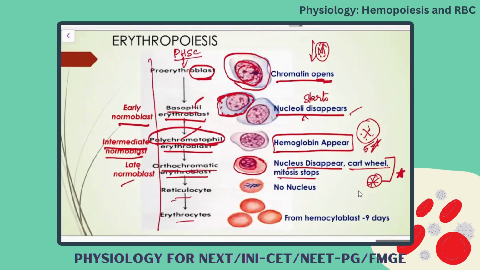And finally, reticulocyte. Okay, reticulocyte, totally there is no nucleus, hemoglobin is completely formed. Okay, but it is still bigger in size than that of the RBC. What is the normal size of RBC? 7.2 micrometers. Okay, so the reticulocyte is converted into a mature RBC.